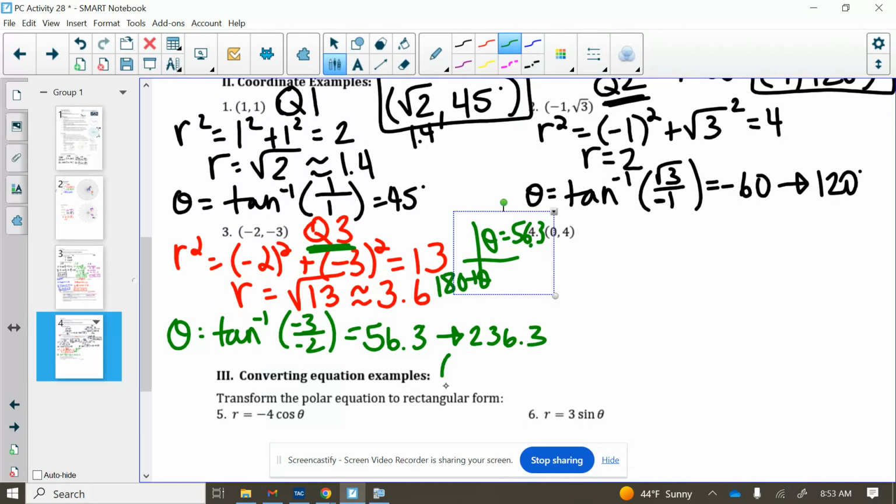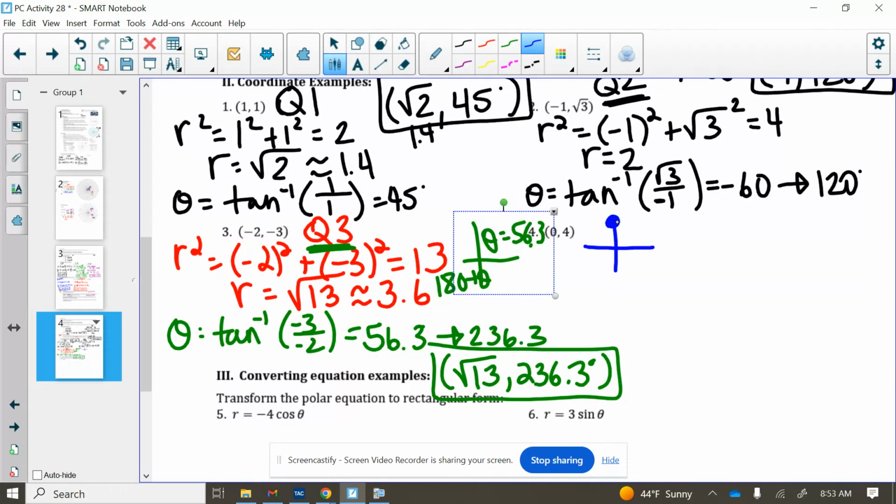So we would end up with square root of 13, or about 3.6, 236.3 degrees as our final. And then our last example here, we have a point at (0, 4). Well, (0, 4) is actually up here on our positive y-axis. And if we look for our r squared value, x squared plus y squared is 16. So r just ends up being 4.